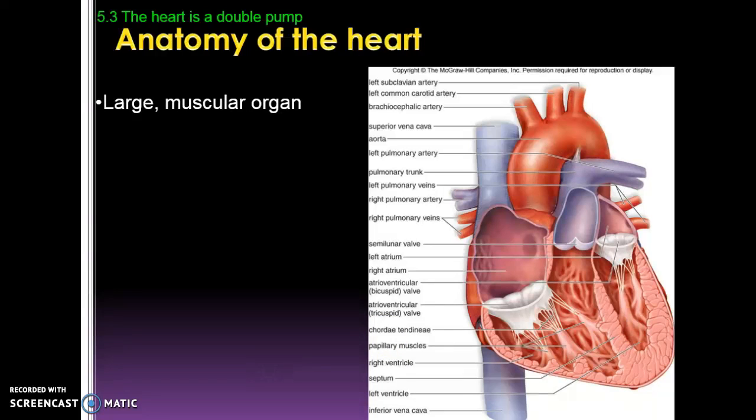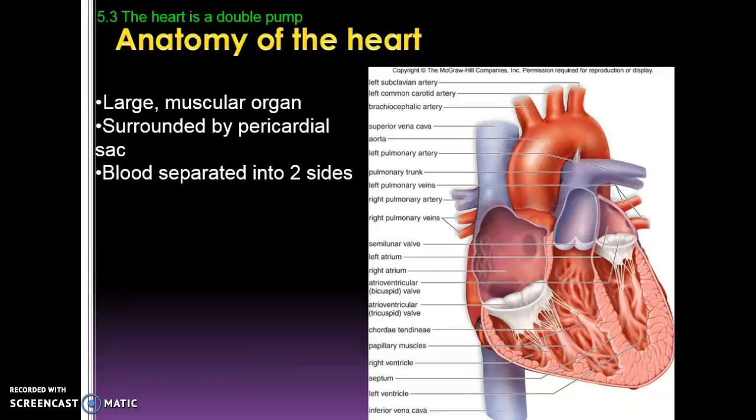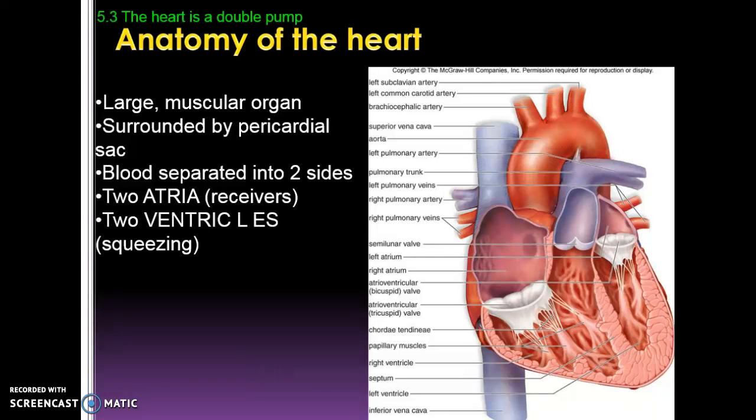So what you do need to know, it's a large muscular organ. It's surrounded by a pericardial sac that helps to lubricate the heart so it's able to pump well. The heart is separated into 2 sides, the left and the right. There are 2 atria, which receive the blood, and the 2 ventricles. Those help pump blood, whether it's pumping it into the lungs or pumping it out into the body.